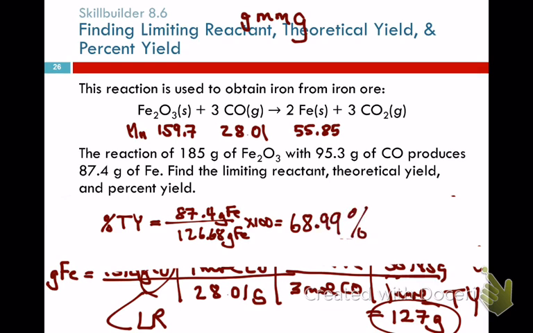68.99. Rounding to three sig figs, 69.0%. That is my percent theoretical yield. It's how much I made out of how much I could have made. Yeah, 69% of the theoretical amount. The theoretical amount was calculated from whichever one limited the reaction. Okay.